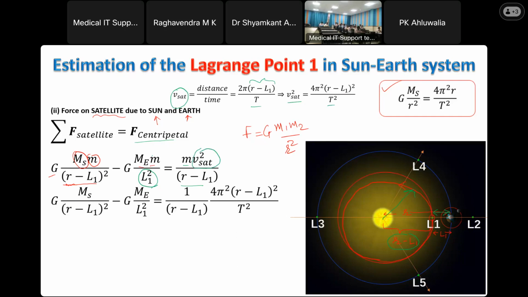Now here what we can cancel out is this small m, and we can divide the entire equation by small m, that is mass of satellite, and we are left with G into mass of Sun divided by the distance between satellite and Sun, that is (R minus L1) square, minus G M_E upon L1 square, that is equal to 1 upon R minus L1. This very denominator I have separated out, and we are left with v_sat square. So we can plug in that value.